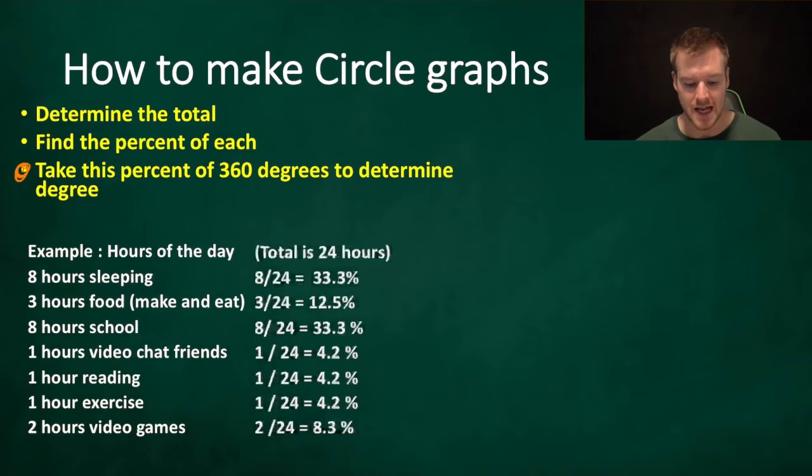So to calculate the percent, we need to see that number of hours out of 24. So I've calculated that here. We can see 8 out of 24 is 33.3%, and all the other percents calculated.